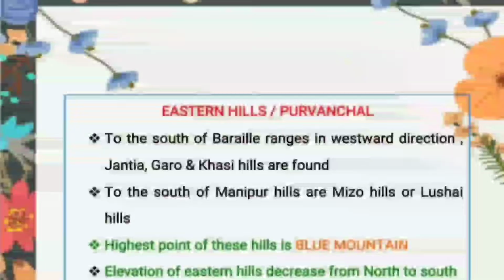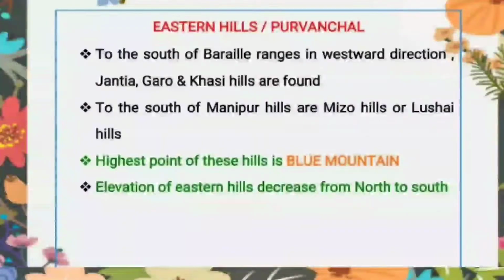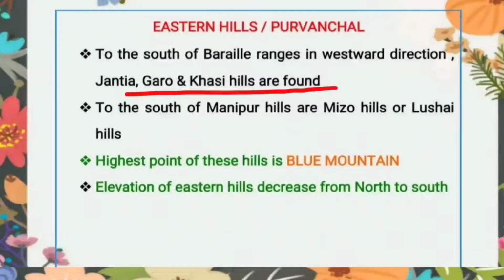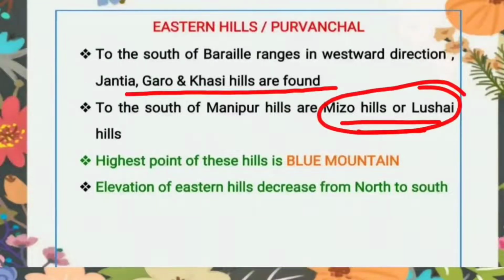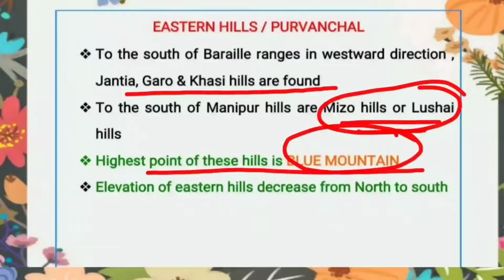Moving forward, now to the south of the Bareil range in the westward direction we have Jaintia, Garo, Khasi hills also. And to the south of Manipur we have Mizo Hills, also known as the Lushai Hills, and the highest point of these hills is the Blue Mountain. So the elevation keeps on decreasing.